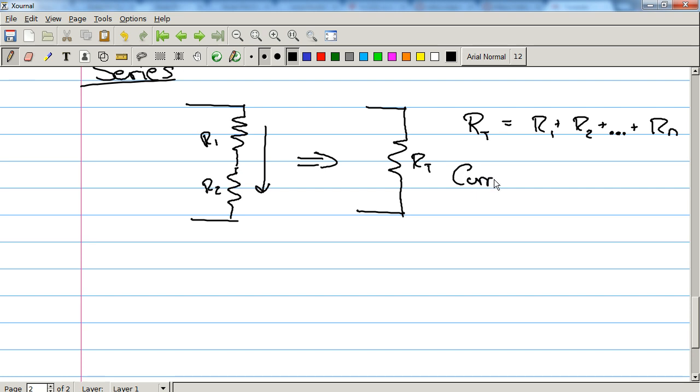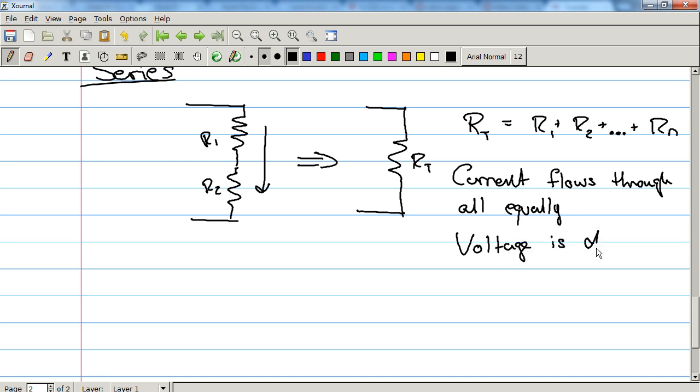Current, this will allude to this for the next video. Current flows through all equally. So current at each of these is going to be the same. Voltage is different.